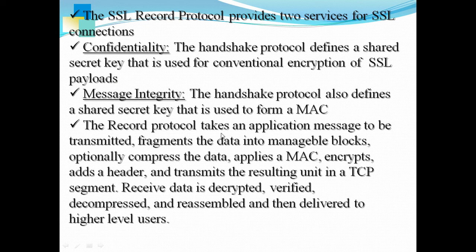First, the record protocol takes the application message to be transmitted, then fragments the data into manageable blocks, compresses the data, applies the MAC, encrypts, adds a header, and transmits the resulting unit in a TCP segment, because it is implemented over TCP. The received data is decrypted, then verified, decompressed, reassembled, then delivered to the higher-level users. This is the receiver side.